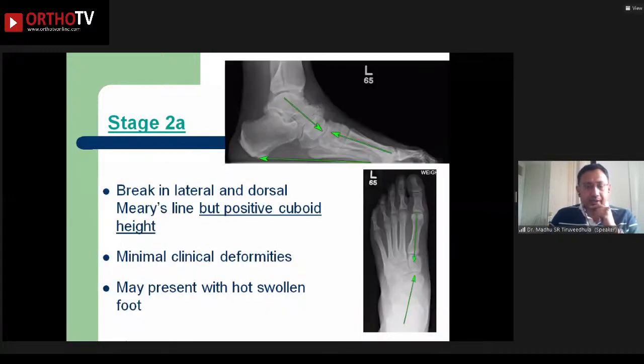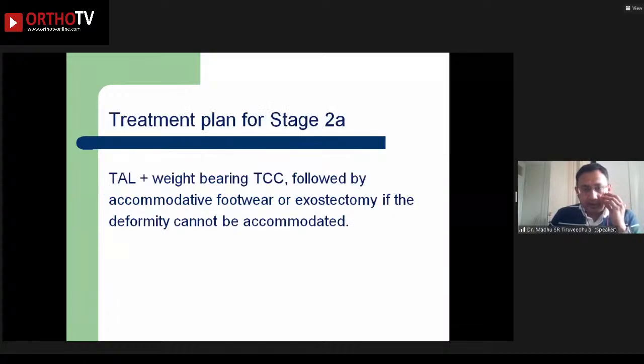just described. In stage 2A, where there is a break in the midfoot, as you have just seen here, the cuboid height is well above the line, so it's a positive cuboid height. Again, most commonly a patient presents at this stage with acute Charcot foot, and again, the treatment will be tendo-Achilles lengthening followed by total contact cast. Once the deformity has stabilized and we notice on the follow-up X-ray there is no progression, then we worry about what we do with the residual deformity.